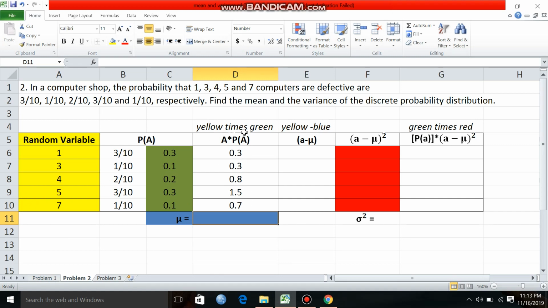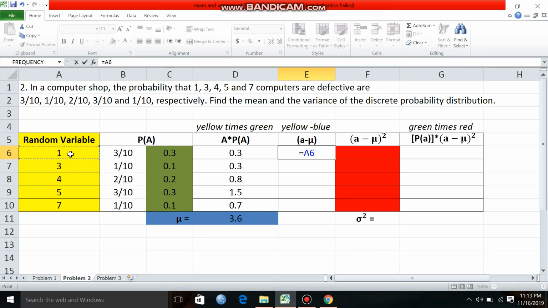Now, after multiplying the yellow and the green columns, we add these numbers to get the mean. So our mean now is 3.6. Now that we have the mean, we need to proceed to the variance. To do that, we need to subtract the mean from the values of the discrete random variable, the yellow and the blue.